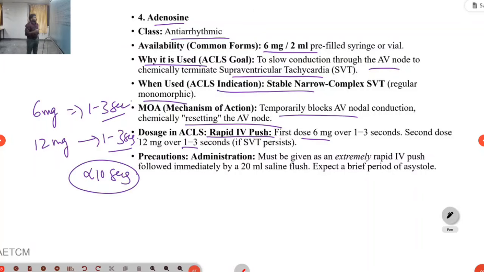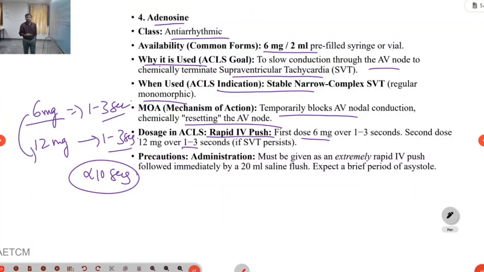First you give 6 mg of adenosine. Make sure the tray and everything is already readily placed, and immediately push 20 ml of normal saline and elevate the limb. If you elevate the limb, the drug will reach the circulation faster, because the half-life of adenosine is very short. First try with 6 mg of adenosine and check whether the rhythm is reverting to normal. If not, then you can give 12 mg of adenosine.